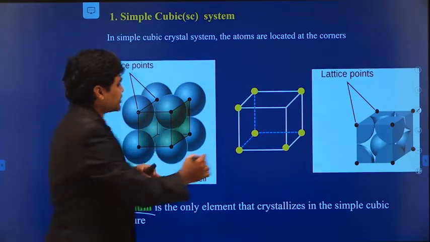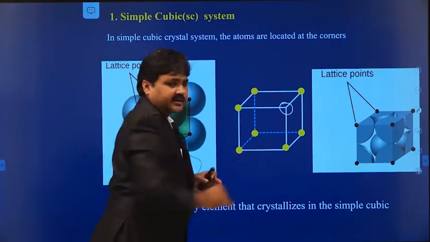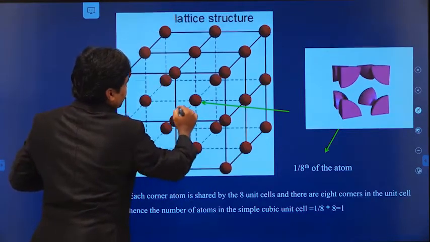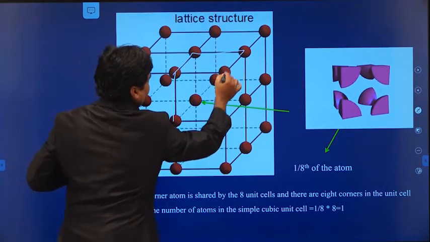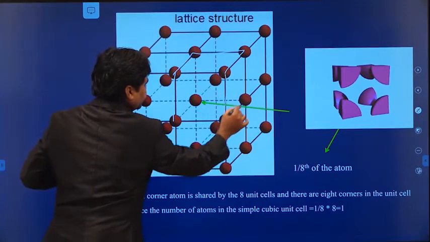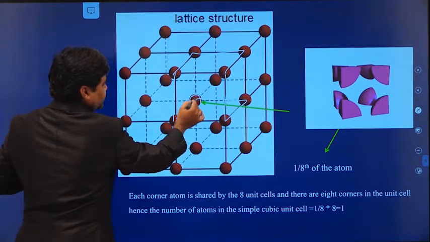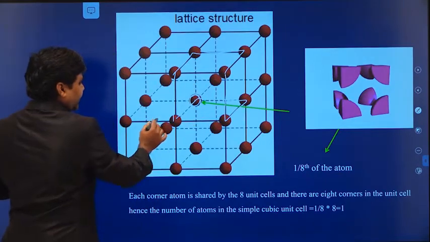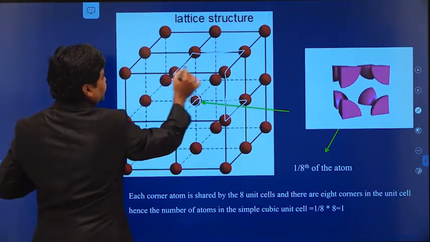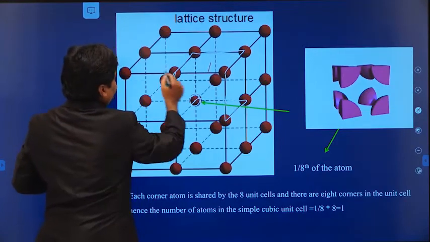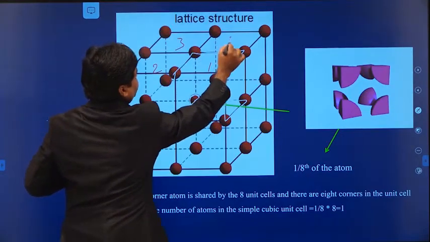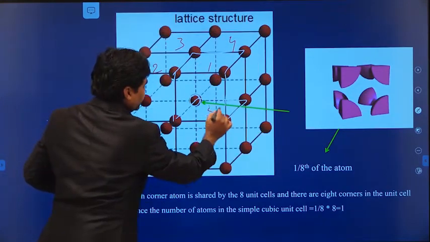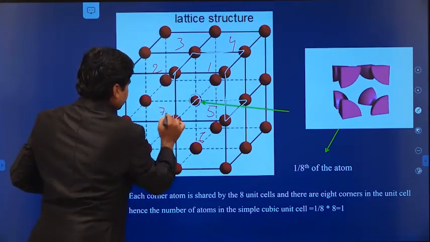So the simple cubic structure contains only 8 atoms at the 8 corners. This is one unit cell. If you look at this corner atom, it is not only a corner atom for this unit cell. It is a corner atom for 8 unit cells. On the top you can see this is 1, this is 2, this is 3, this is 4. So there are 4 unit cells, and on the bottom also we have 4 unit cells, 5, 6, 7, 8.